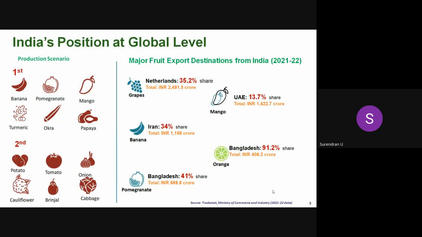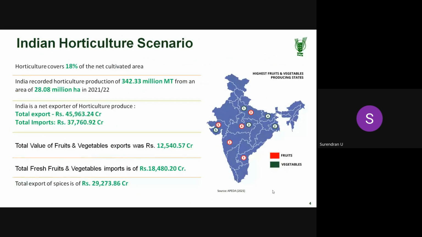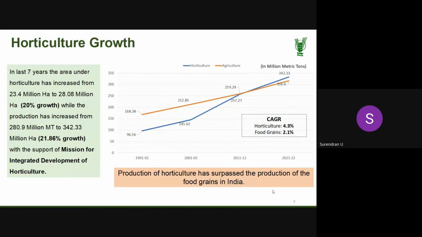So if you look at the horticulture scenario, for most of the crops, vegetables as well as fruits and spices, India stands in the top 5 ranks in area as well as in production. It has a lot of export opportunities, by which India is earning a huge amount, crores of rupees, when you compare with the agriculture sector. And the growth rate is also much higher in the case of horticulture crops than food grains or the agriculture crops.